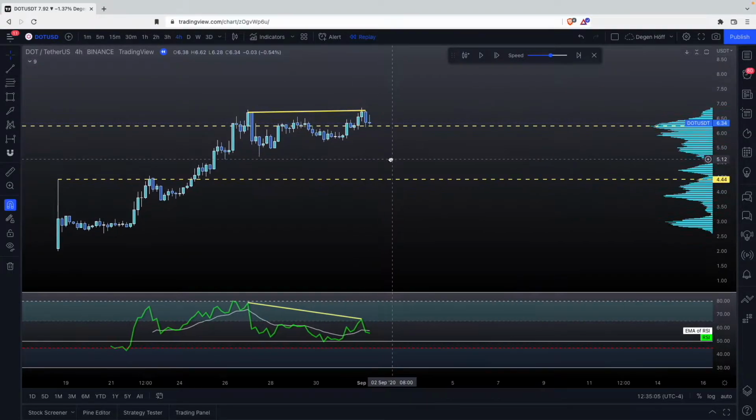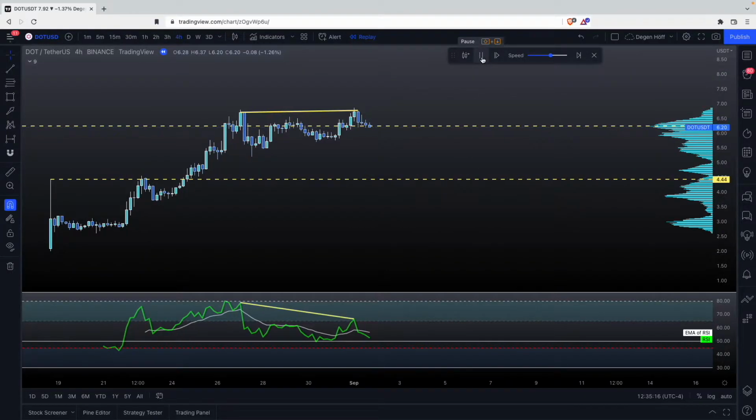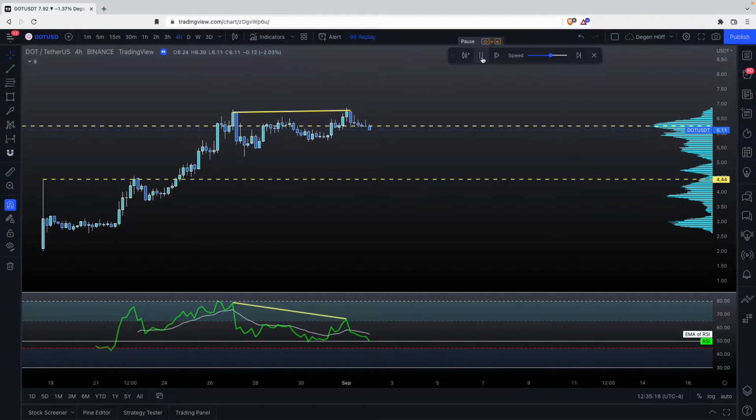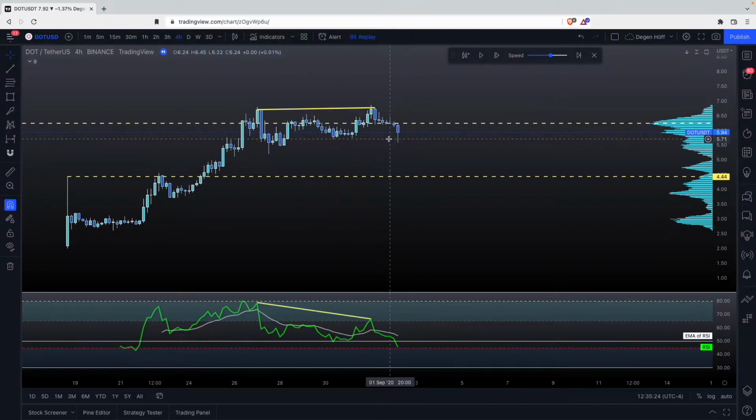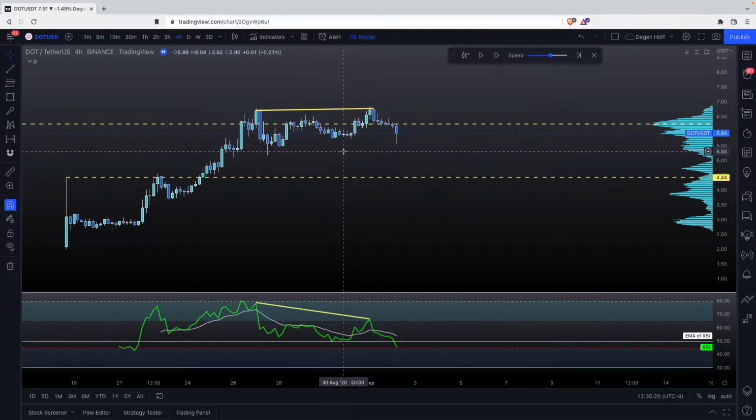So the idea is you've got to start paying attention to how it behaves at this level, where people typically step in, right here at the point of control. It's trying to hold. Okay, now it's on the 4-hour. Okay, there it is. So people, it broke down a bit here, and it's trying to find local support here.